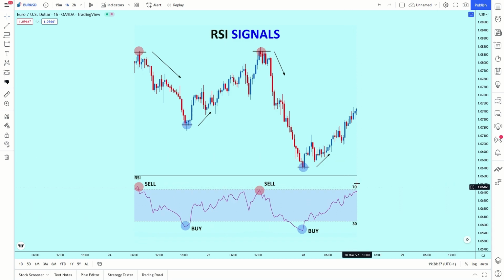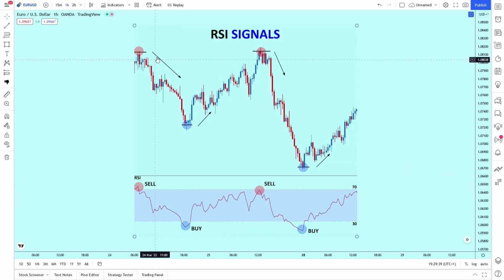Here on this scale, you can change numbers to 80 or 20, but the most used are 70 and 30. So one way to use the RSI is to sell when the price is in this overbought area and to buy when the price is in this oversold area. The question is, is this really useful? Well, it is not really a great idea to trade just based on RSI signals. You will need more information, and I will show that in examples.